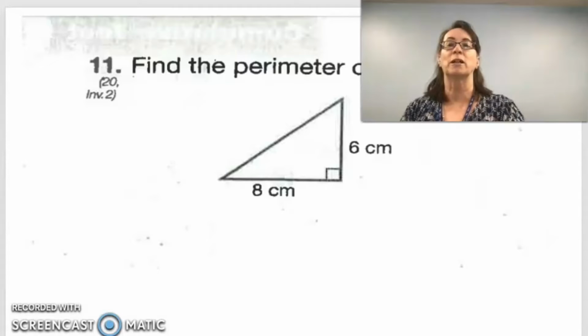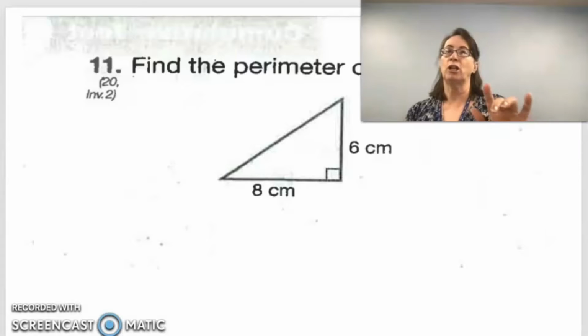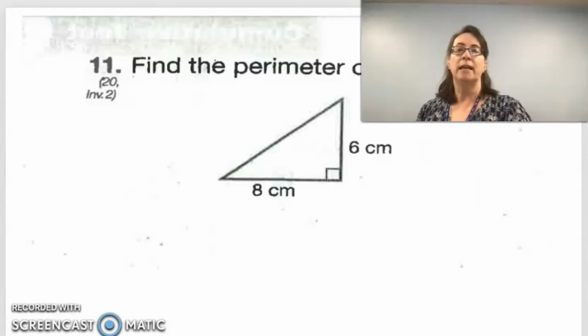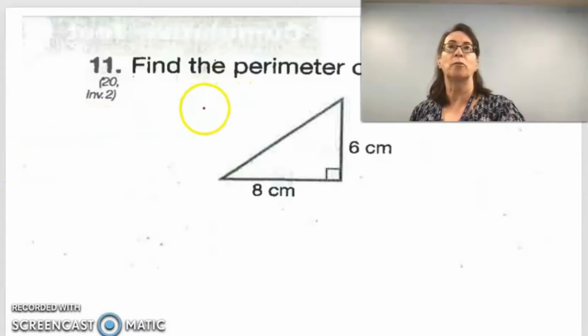We're going to work on lesson 5A part 2 so that we can review for our midterm exam. This is number 11. Find the perimeter of this triangle.